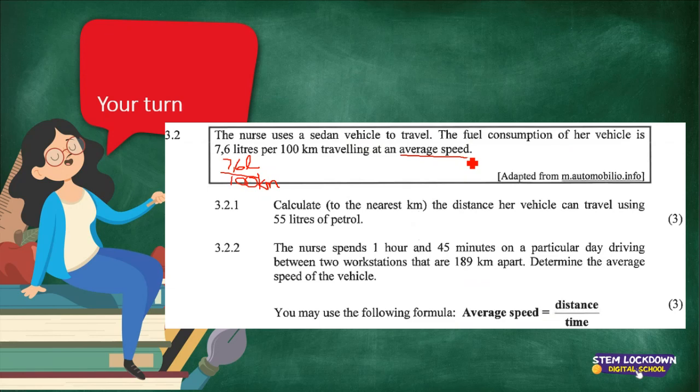Now let's look at your questions. Question 3.2.1: Calculate to the nearest kilometer. So my units must be kilometers, but nearest kilometer actually means it must be a whole number. That means you can't have a comma in your answer. If your answer is 5.5, you need to round off to a whole number. We're looking for distance. Her vehicle can travel using 55 liters of petrol.